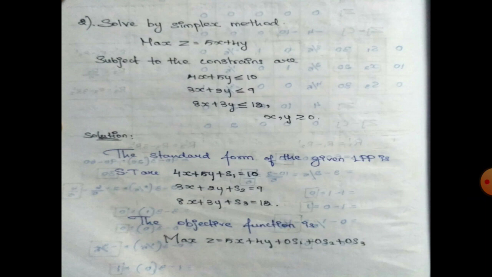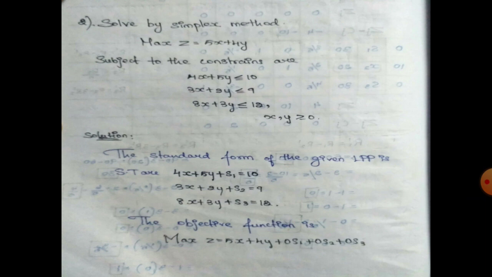The standard form we have to write. Here we have three constraints, so we have to add three slack variables s1, s2 and s3. So the objective function can be written as 5x plus 4y plus 0 into s1 plus 0 into s2 plus 0 into s3.